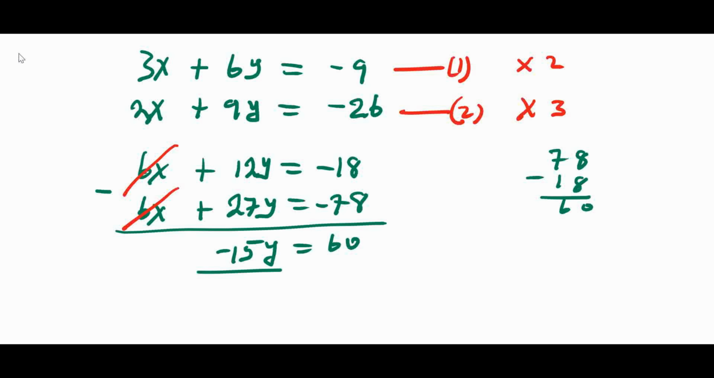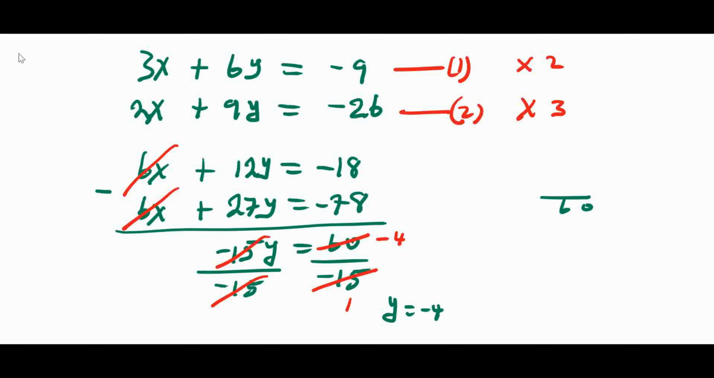So we can now divide both sides by -15. And -15 would cancel -15. -15 divided by -15 is 1, and 60 divided by -15 is -4. So y is equals to -4.